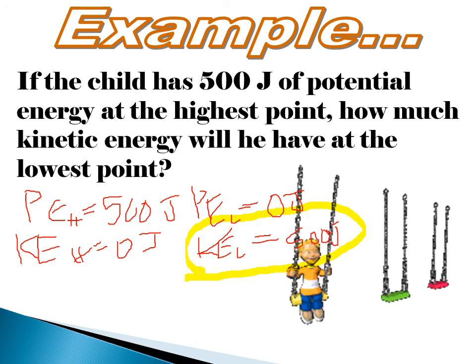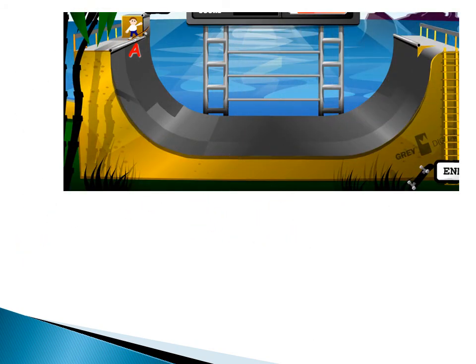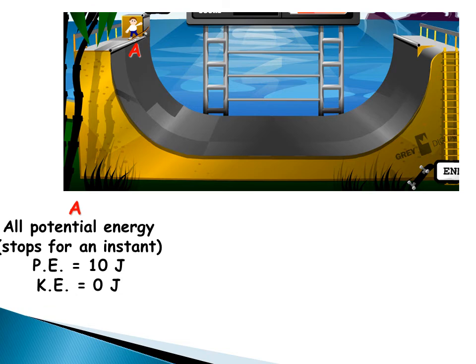So let's do an example problem. Okay, so let's take a look at this diagram. So at the start of our skateboarder, he has all the potential energy. He's not moving. Okay, so let's say he has 10 joules of energy. And that's all potential. He has no kinetic energy because he's not moving yet.